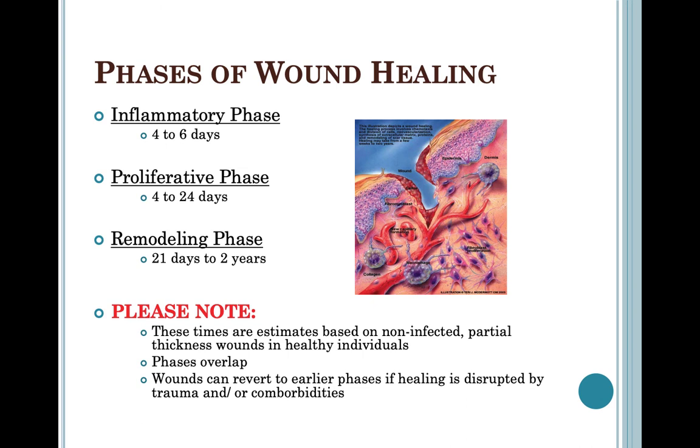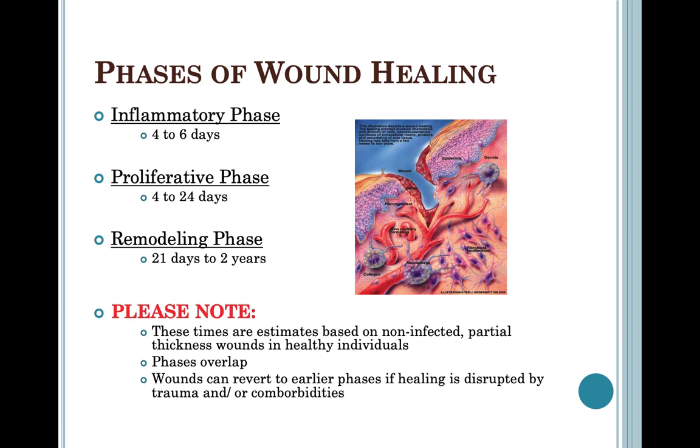When we have an open wound and it's bleeding, the body has to go into the clotting cascade so that we can prevent hemorrhage and the further loss of blood. Then we go into the inflammatory phase, which can last from 4 to 6 days.